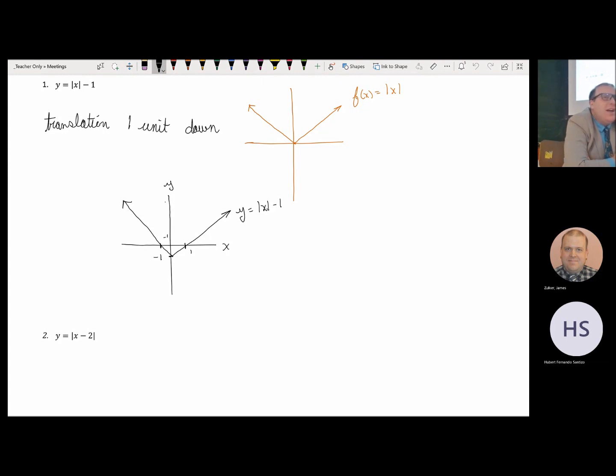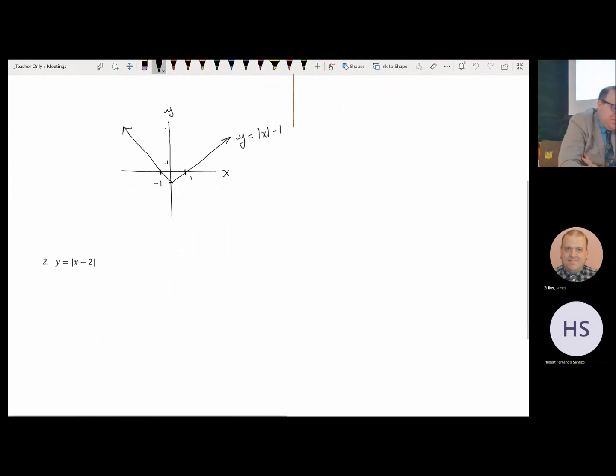With horizontal translations, it's the opposite of what you would think. You'd see negative and think left. No, it's the opposite of that. It's right, for that exact reason. Well, absolute value is always positive, but I'm just talking about domain. We're just talking about how it's affecting the graph. So y equals 0 occurs when x is equal to 0 for just absolute value of x, right? Y equals 0 here occurs at x equals 2. That tells you it's shifted 2 units to the right.